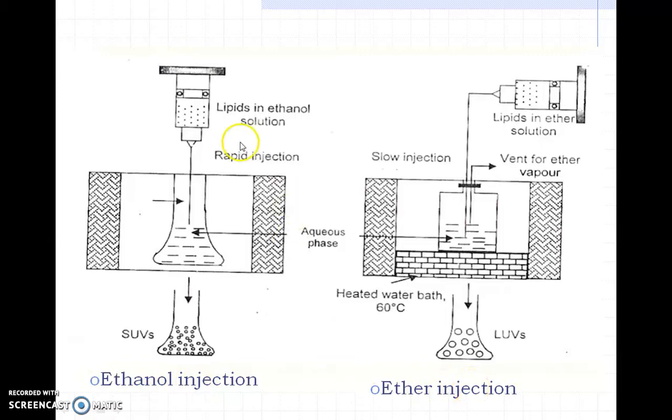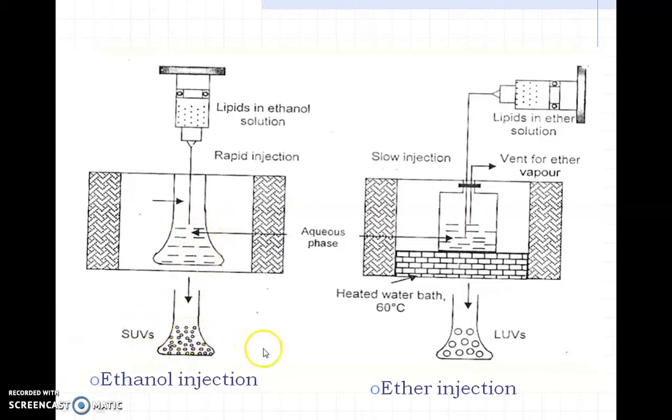So in ethanol injection method, first we are dissolving the lipids, phospholipids into ethanol solution and we are injecting it in an aqueous phase rapidly. So what happens, as we know, ethanol is miscible with water, it gets mixed with water and our phospholipids get converted into small unilamellar vesicles.